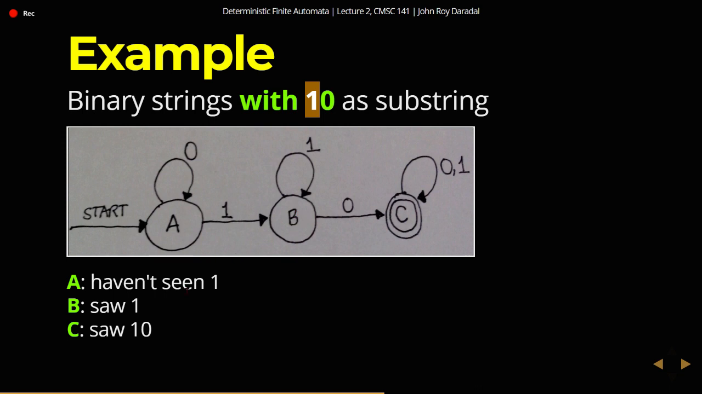And this is the state where you have seen 1 already. So you saw 1, and if you see another 1, you stay in B. If you see a 0, however, then you have seen 1, 0. Okay, so you will transition to state C since you have seen the 1, 0 substring, and whatever comes after that, whether you add zeros or ones, it doesn't really matter since you have already seen the 1, 0 substring. So this is already the accepting state C.